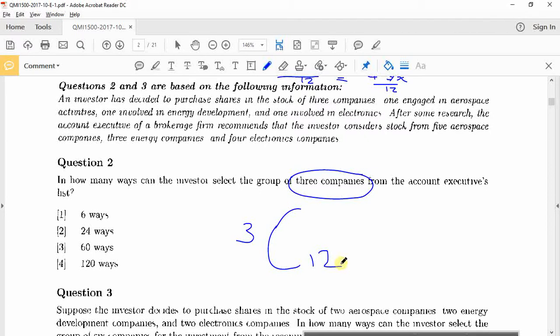So let's just read the question again. Decides to purchase stocks of the 3 companies. Oh, 1 involved in energy, 1 involved in electronics, and 1 involved in aerospace. See, I'm not reading it properly. Okay, read the question carefully. You're choosing 3, 1 in each.